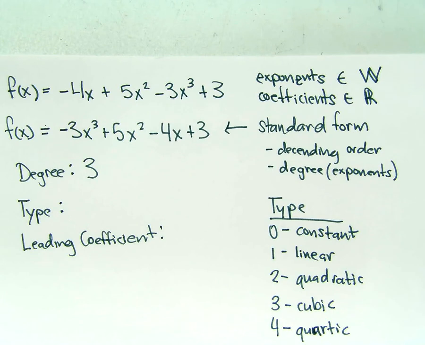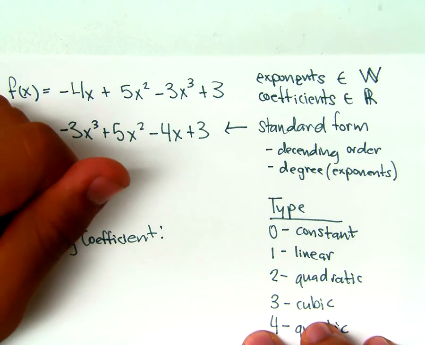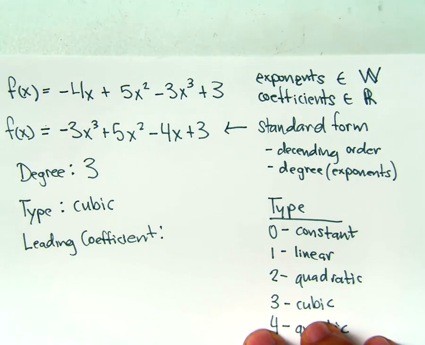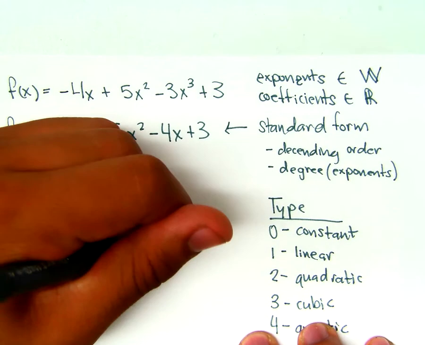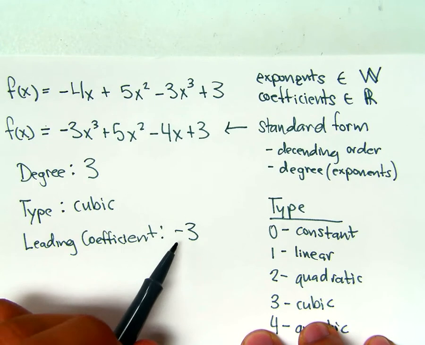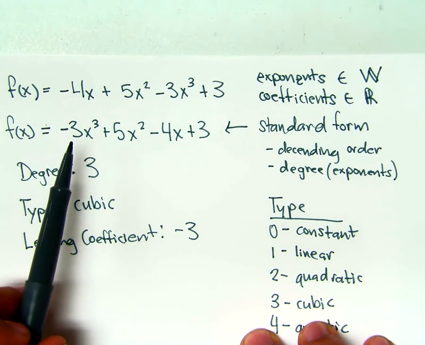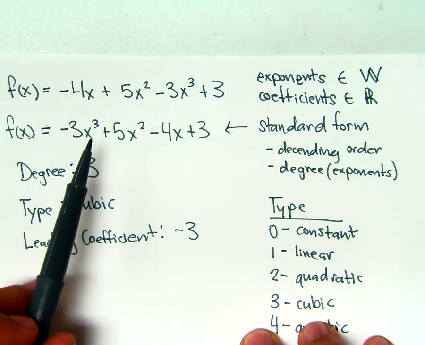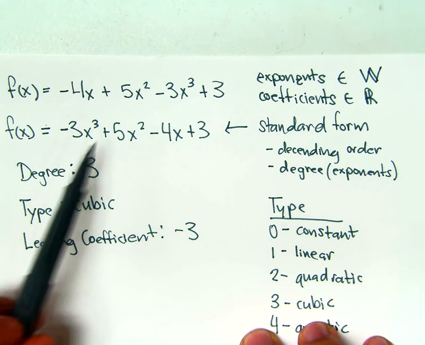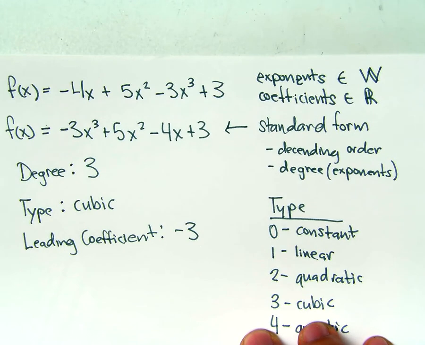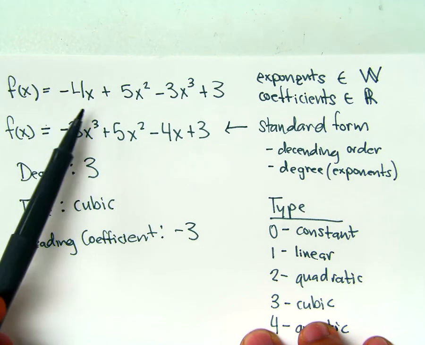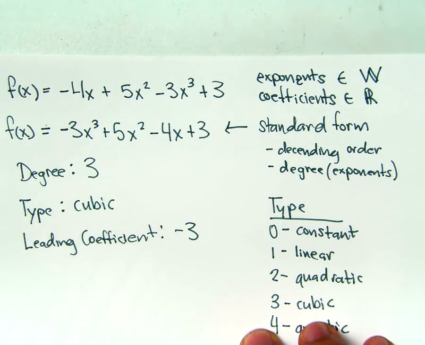Okay? So the type of this function, what would it be? Cubic, because the degree is 3, so it's cubic. Very good. And the leading coefficient? -3. Okay, so we want to make sure that we put the sign, so whether it's positive or negative, and the leading coefficient is always the first coefficient in front of the x. Okay, in standard form, so it'll always be the first coefficient. Okay, in other words, it's going to be the coefficient with the highest exponent. Alright?